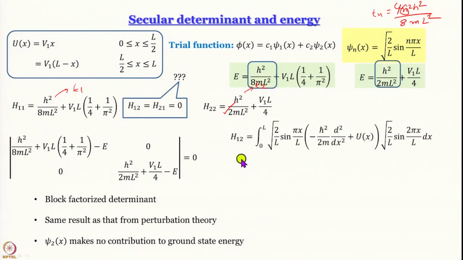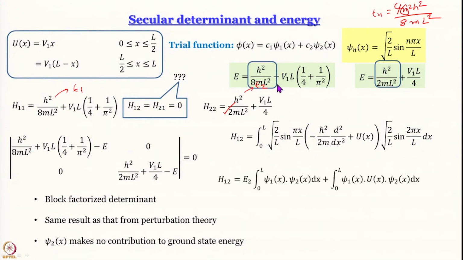H12 is the integral from 0 to L, and I can write 0 to L because I am writing the general expression for u of x. I am not writing V1x or V1 into L minus x. Depending on the range I choose, I can substitute u of x as V1x or V1 into L minus x. So, this is the general expression we get.